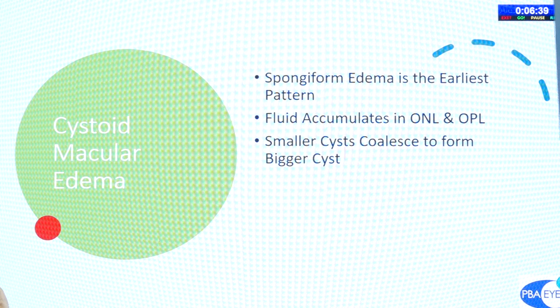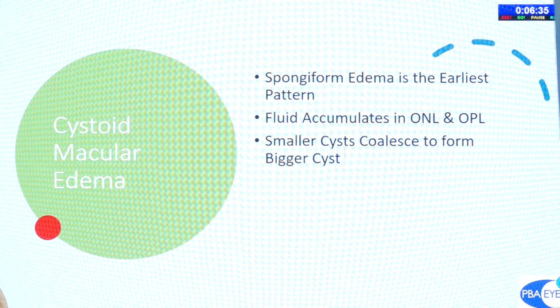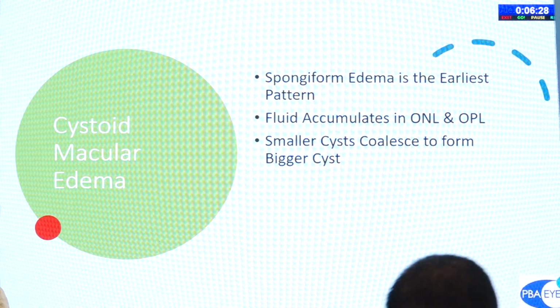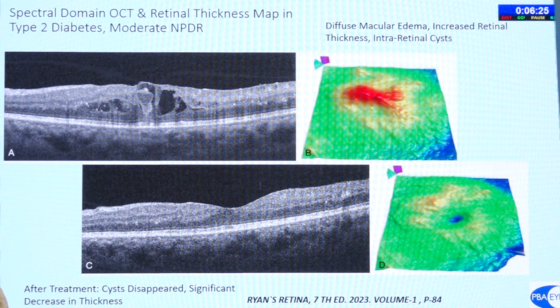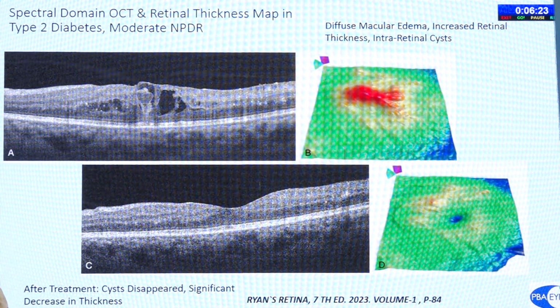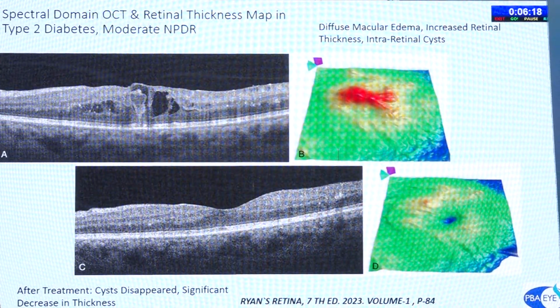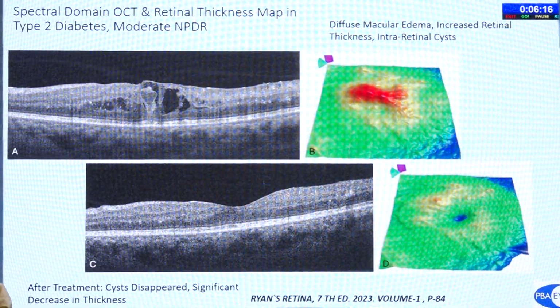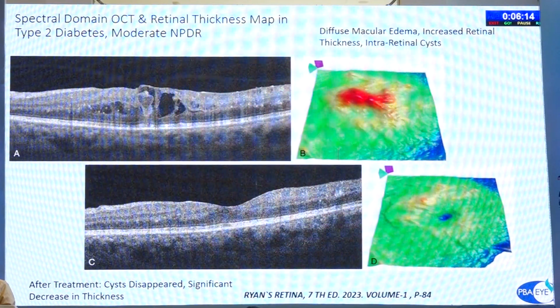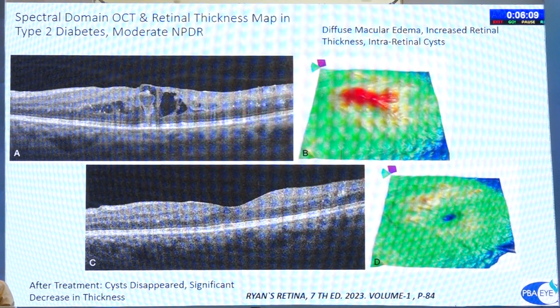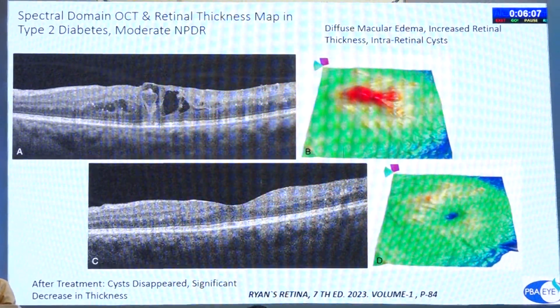The next common is cystoid macular edema. The spongiform edema is the earliest pattern of the edema, and fluid accumulates in the ONL and OPL; smaller cysts coalesce to form a bigger cyst. Here we can see the spectral domain OCT and retinal thickness map in type 2 diabetes, moderate NPDR. The first one is before treatment, and the lower one is after treatment, with a significant decrease in the thickness. You can also see the cyst disappeared, and some of the hyperreflective foci also disappeared.